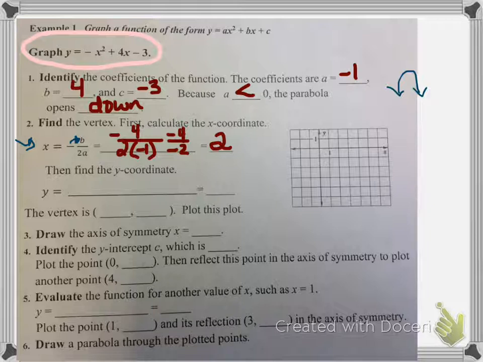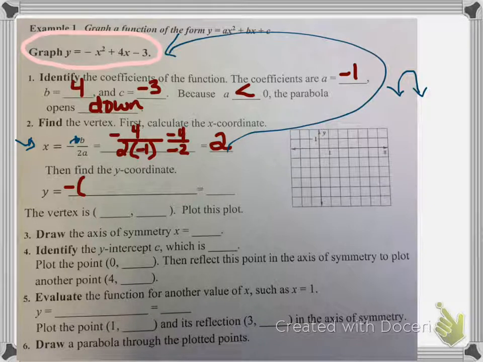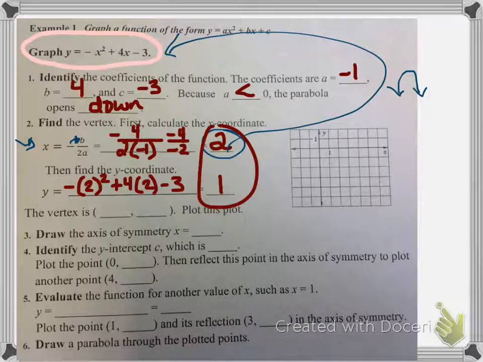How do we find out what y is? Well, we're going to have to go and plug it back into the top equation. So we're going to have to plug this in here for every x. So we have negative parentheses 2, because we're replacing the x with 2 since that's what we got right there, squared plus 4 times 2 minus 3. If we put that into the calculator, it should give us a 1. Now, these two numbers together give you the coordinate of your vertex, which is 2, 1.